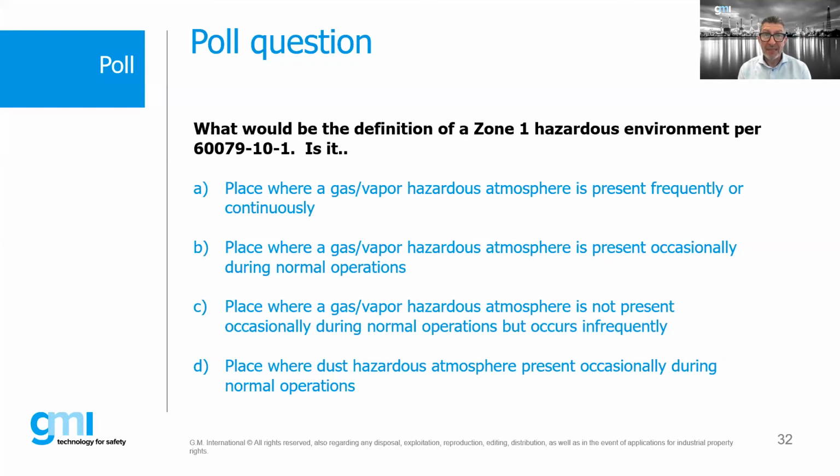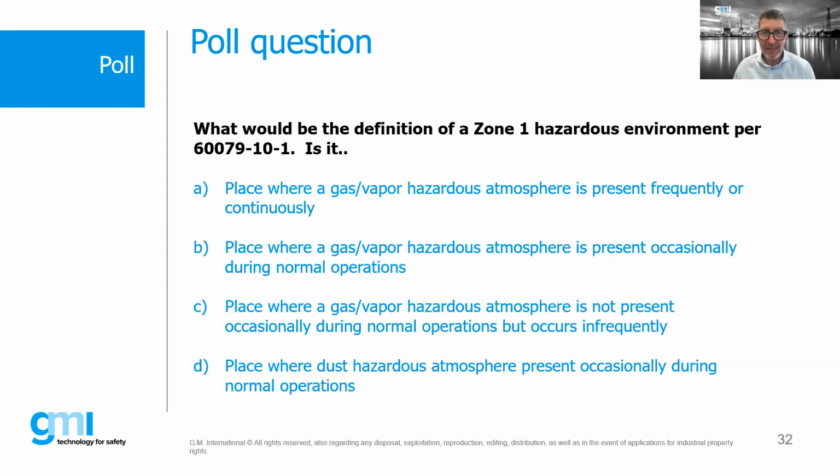If I take you, Bob, to make it super fast, you wrote down the three zones in the sequence they are in the standard. Is present frequently or continuously, is present occasionally, is present infrequently. Well, I'll give you my answer. My bet is B. You're correct. I am correct. Okay, well, I'll end the poll now.